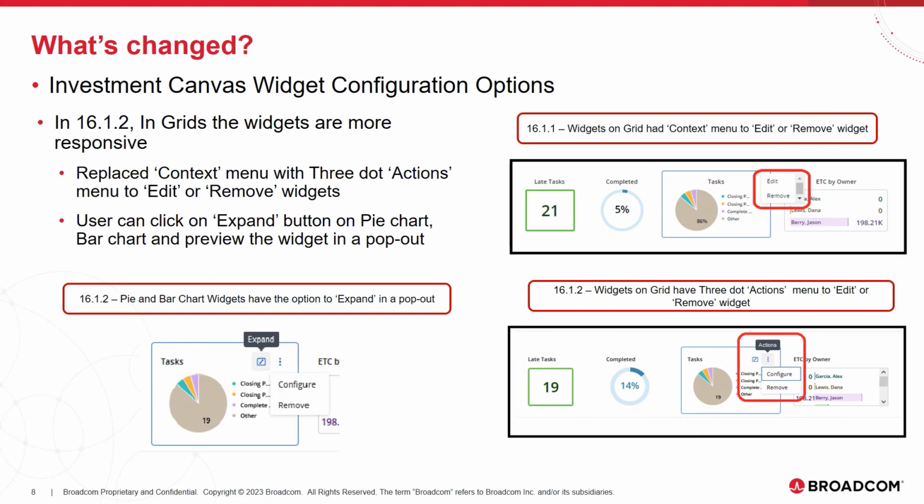Investment Canvas widget configuration options continued. In 16.1.2, in grids, the widgets are more responsive. We replaced context menu with 3-dot actions menu to edit or remove widgets. User can click on expand button on pie chart, bar chart and preview the widget in a pop-out.